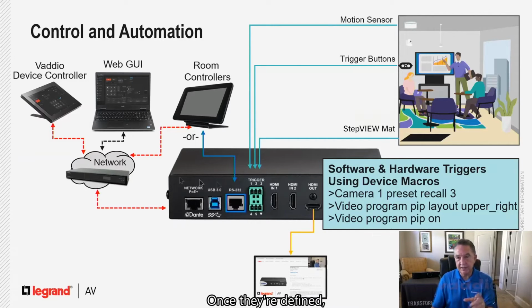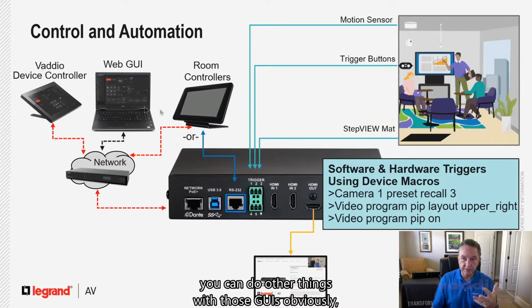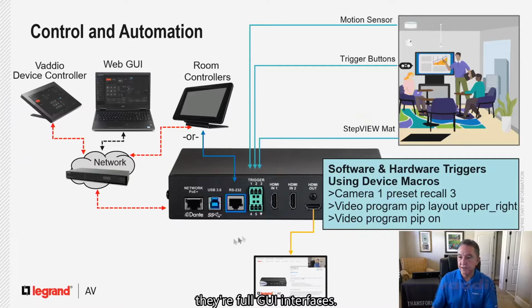Once they're defined, you can obviously trigger them through software, with the Vadio device controller, a web GUI, or Crestron AMX or other third-party controllers. You could say, trigger that, just like a button press. You can do other things with those GUIs. Obviously, they're full GUI interfaces. Or you can use hardware triggers, which are just simple contact closures.